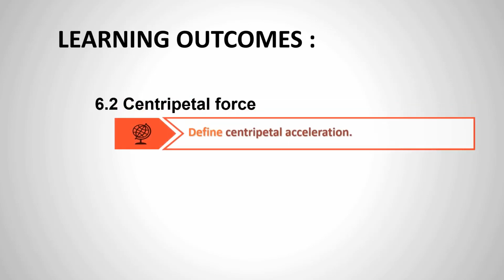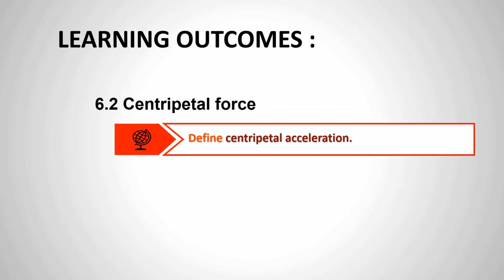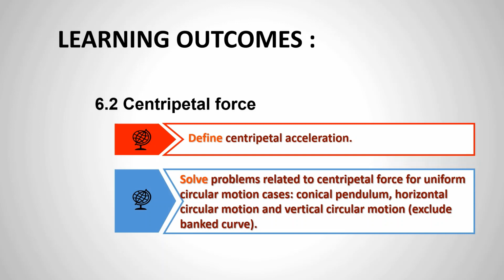Okay, let's proceed to the next subtopic, 6.2 centripetal force. Here are the learning outcomes. At the end of this chapter, students should be able to define centripetal acceleration, and the second one is to solve problems related to centripetal force for uniform circular motion cases, such as conical pendulum, horizontal circular motion, and vertical circular motion.